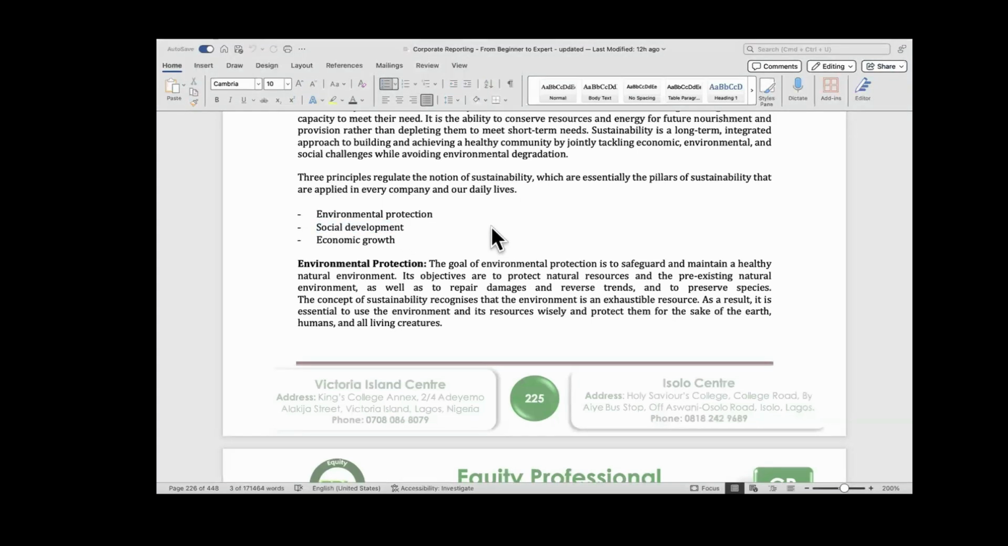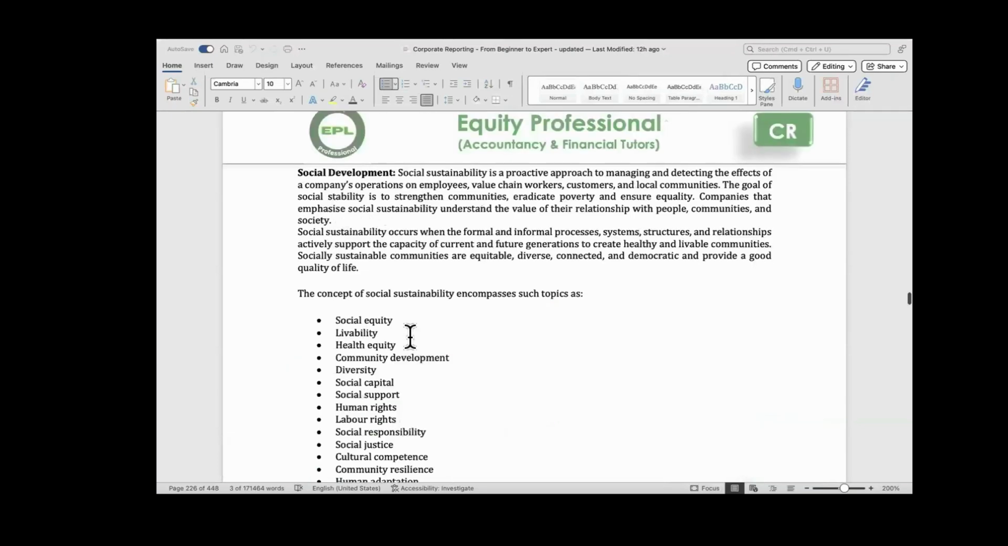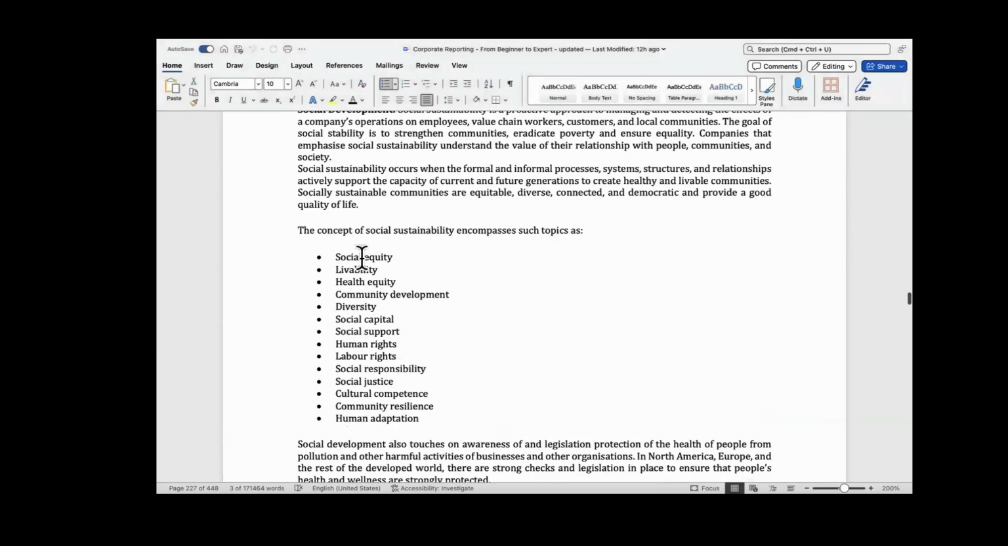So social development is looking at, as an organization, what are you doing to improve your people, including your employees? What are you doing to improve your community? What are you doing to improve your environment? Social development is about the people and the community. So the issues here, you see a lot of them: social equity, livability, community development, human rights, labor rights, social justice. All of that is talking about social development.